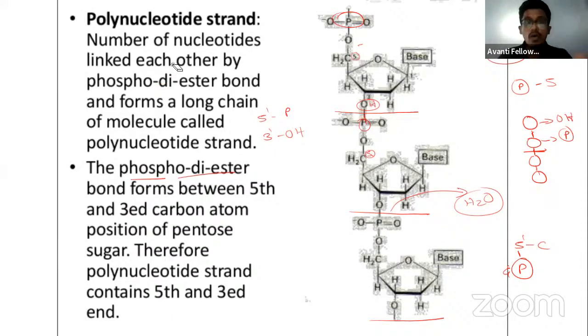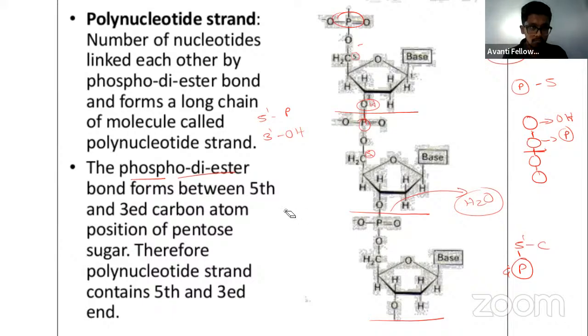Okay, so now I told you, you have one nucleotide and then you have another nucleotide, the OH group of the above nucleotide and the phosphate group of the below nucleotide. Now what they will do, they will create a phosphodiester bond. So how does the bond formation happen?